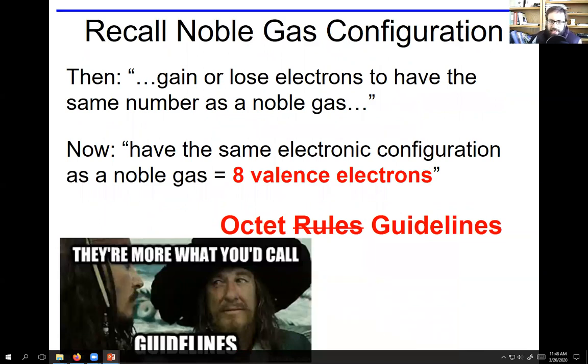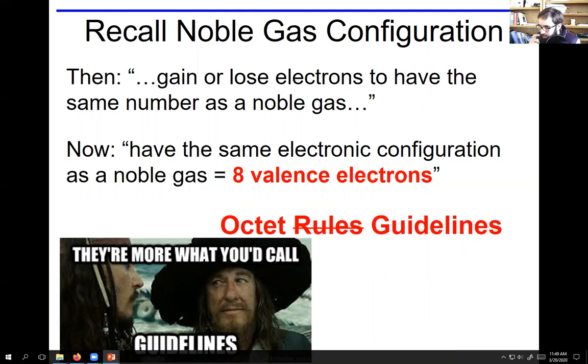So this noble gas thing: most of them have 8 valence electrons, except for helium. So we are going to want 8 valence electrons. That's called the octet rule, okay? Or the duet rule for hydrogen, where you want 2 valence electrons to be like helium.